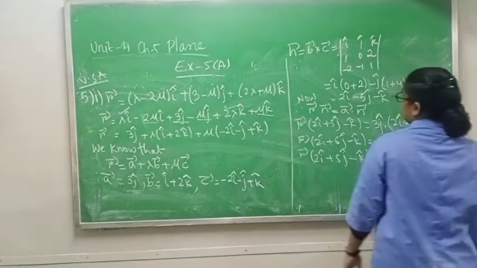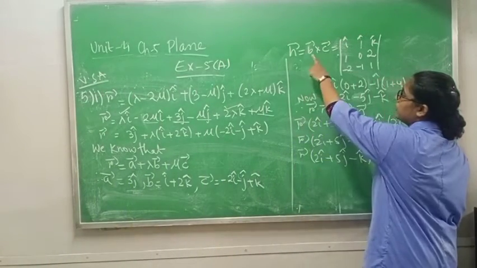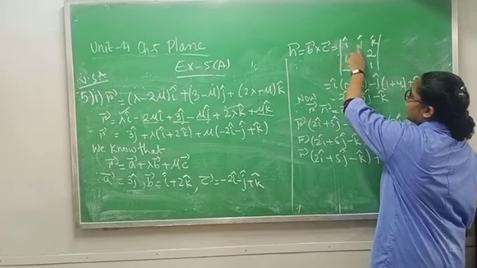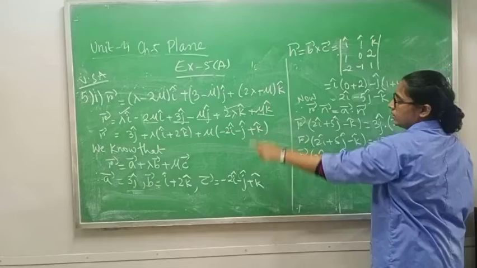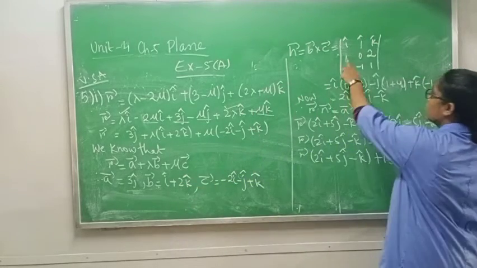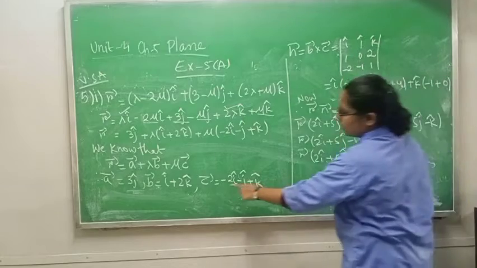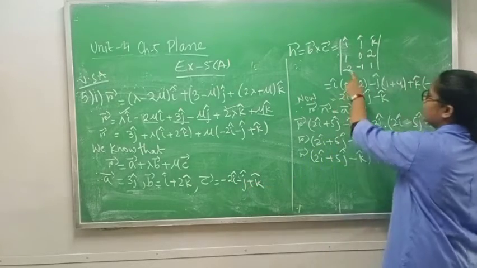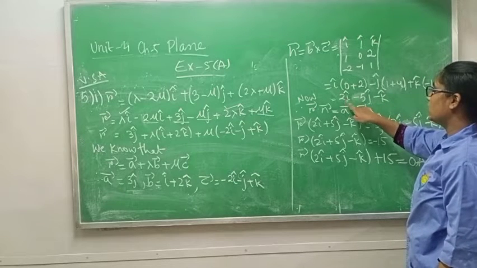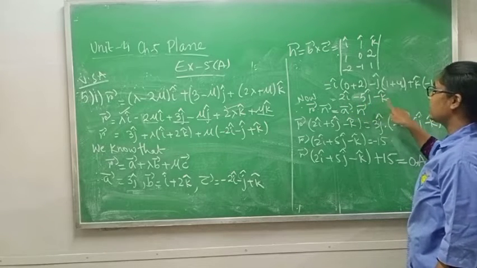Now the next step is you have to find the b cross c vector. So n vector equals b cross c vector: i cap, j cap, k cap. B is 1, 0, 2, where j is not present. Now c is minus 2, minus 1 and 1. Now when you open the bracket, you will get 2i cap minus 5j cap minus k cap.